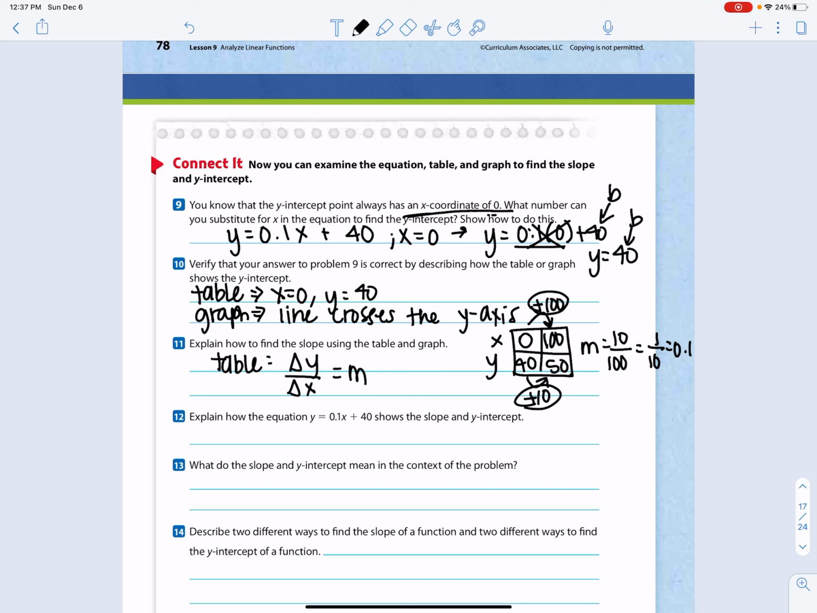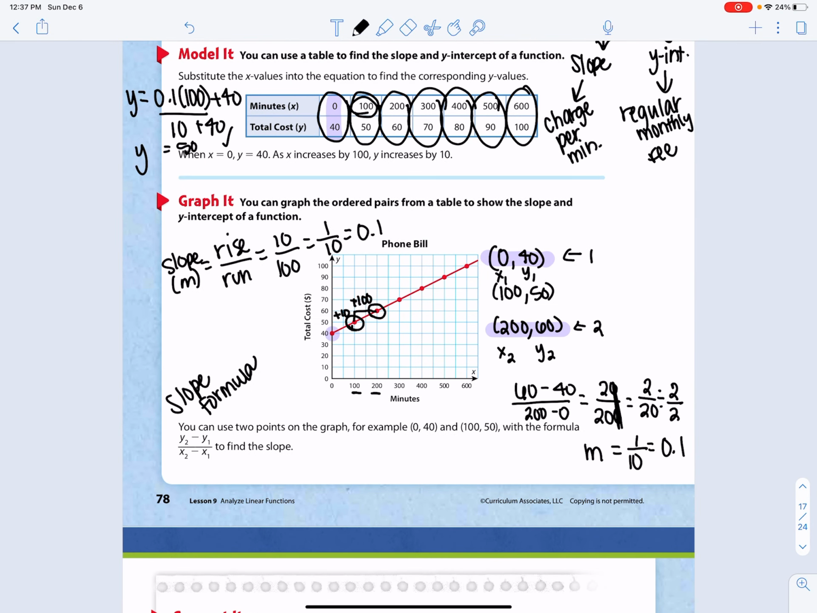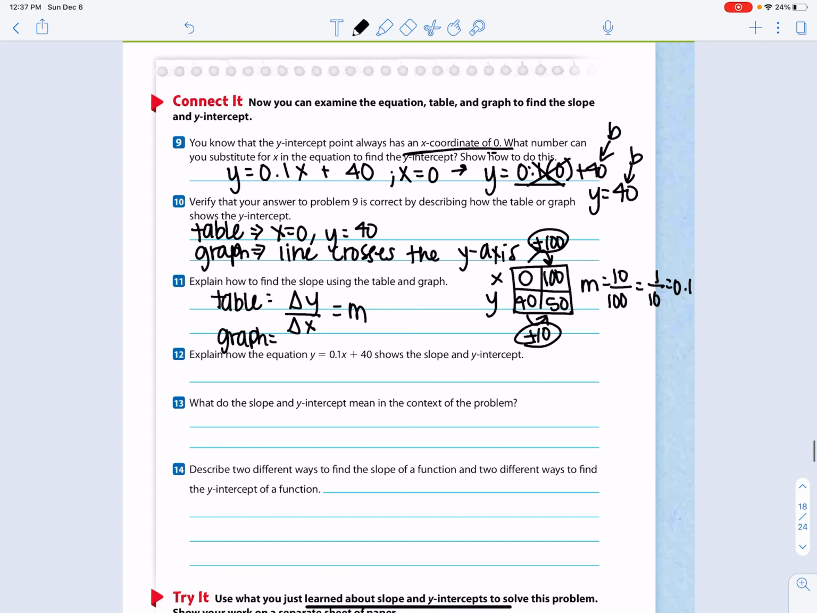In a graph, all you do to find your slope, you have two options. You can draw out your little triangle, and you could say, well, I rose 10, went over 100. Or you can use your slope formula, which is y2 minus y1 divided by x2 minus x1. Okay, so you can just use your slope formula, or you can do rise over run.